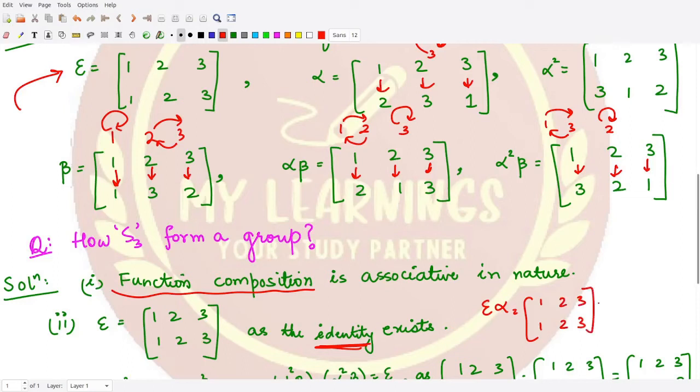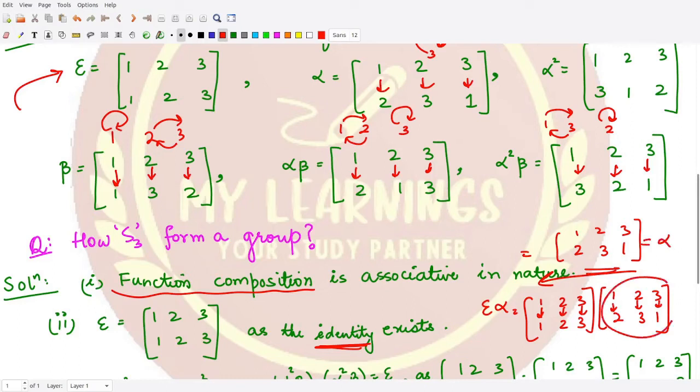So this is your identity, and what is alpha? Alpha is 1, 2, 3 going to 2, 3, 1, right? When you solve this, you would have 1, 2, 3. Now here we will be moving from right to left. So 1 goes to 2 and 2 goes to 2, so we have 2 here. Then 2 goes to 3 and 3 goes to 3, so we have 3 here. And 3 goes to 1 and 1 goes to 1, so we have 1 here. So you see, this is your alpha, the same as this. So basically when you apply this epsilon onto alpha, you get back alpha.